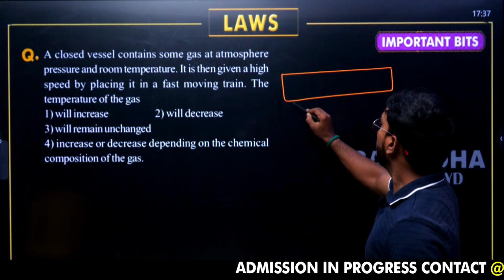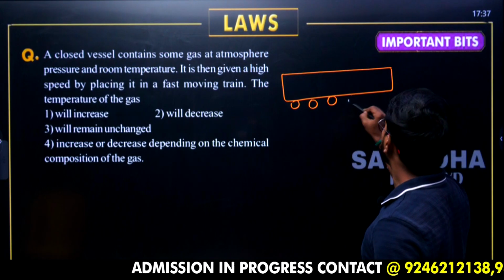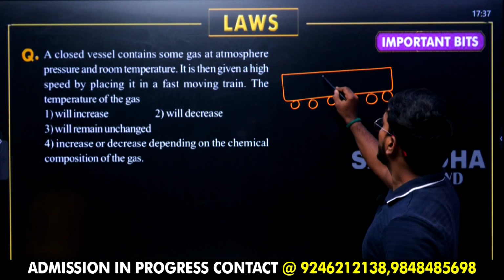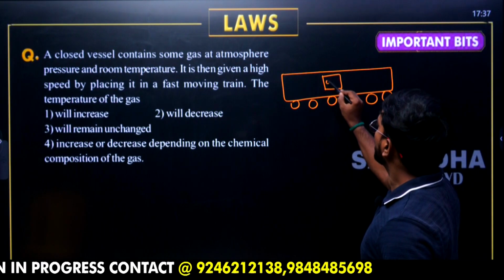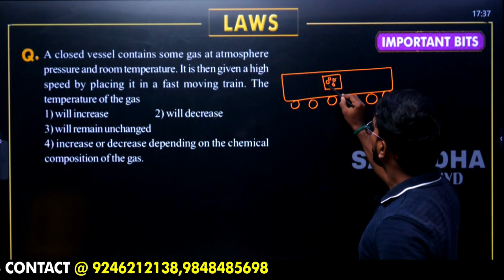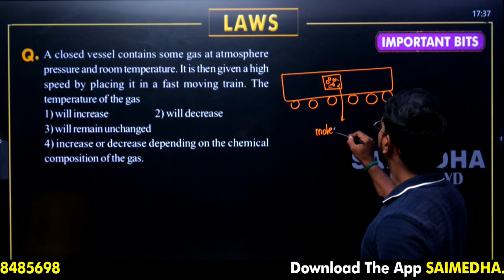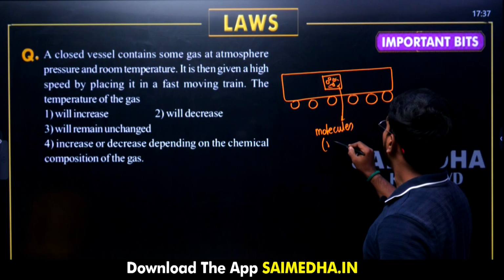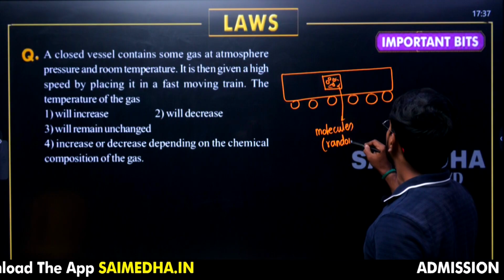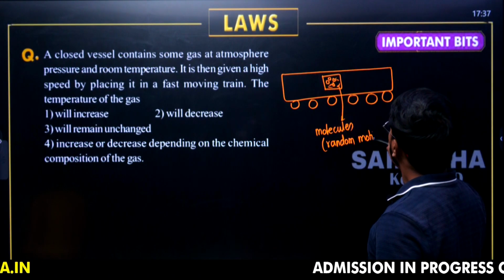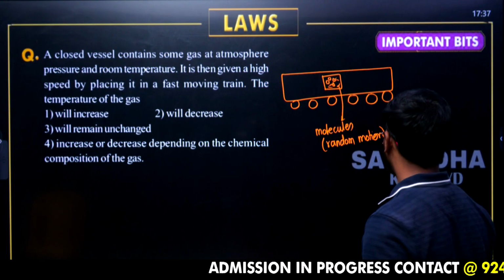By placing it in a fast moving train. You are taking a box which is having some molecules. Molecules are having random motion. Due to this random motion only temperature is going to be influenced.